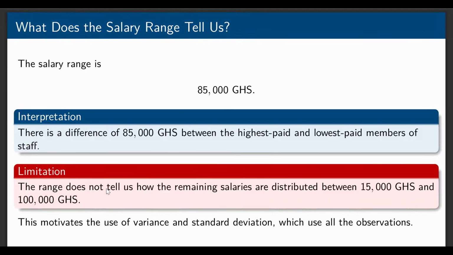Therefore, the range does not tell us how the remaining salaries are distributed between 15,000 and 100,000. It just lets us know that the difference between the highest paid and the lowest paid is 85,000. Now, this motivates the use of variance and standard deviation, because the range uses only the maximum and the minimum value, but the variance and standard deviation use all observations within the data set.